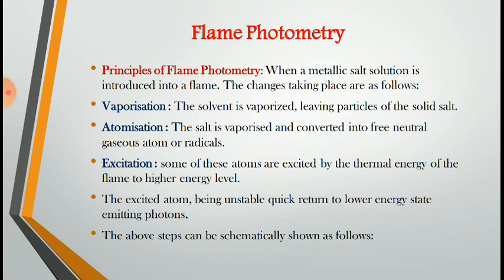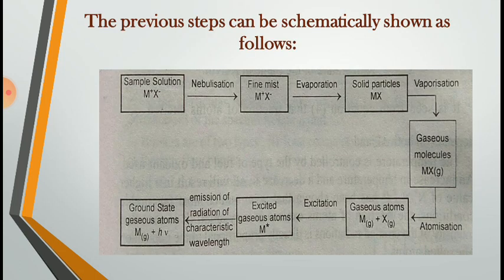The above steps, that means these three steps, can be schematically shown as follows. We will see the steps. These are the actual steps. We have taken a sample solution, suppose sodium chloride. M stands for the metal and X stands for Cl. M plus is the metal, X minus is the halogen attached. This is the sample solution. This is the first step.